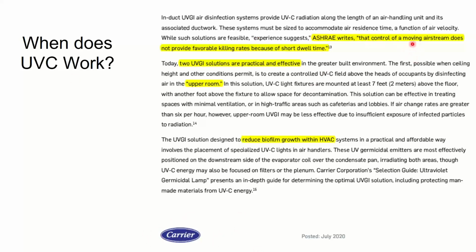ASHRAE writes, the control of a moving airstream does not provide favorable killing rates with UV light, that's the article, because of the short dwell time. Will it kill stuff? Yeah. Will it kill a good amount of it? No. It's moving too fast, right? Some of those germs are going to run into the light bulb. They're going to get killed. Some of them are not. They're going to get by scot-free. It's really good at reducing biological growth on your coil.